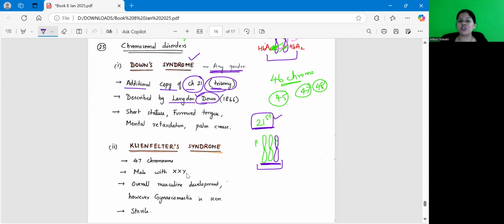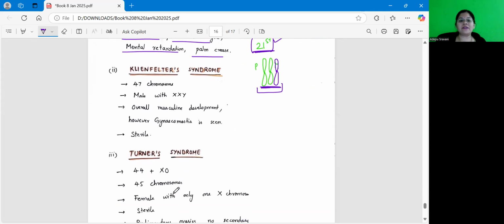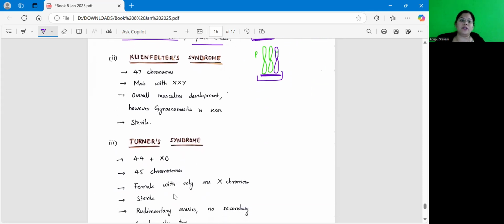What are the conditions we see here? Short stature of the person, furrowed tongue, mental retardation, palm crease. These are the things we see in that particular child. Clear? So Down syndrome is seen in any gender, that is autosomal. Next, whatever we are discussing, that is Klinefelter's and Turner's, is related to sex chromosomes. But all three are aneuploidy.